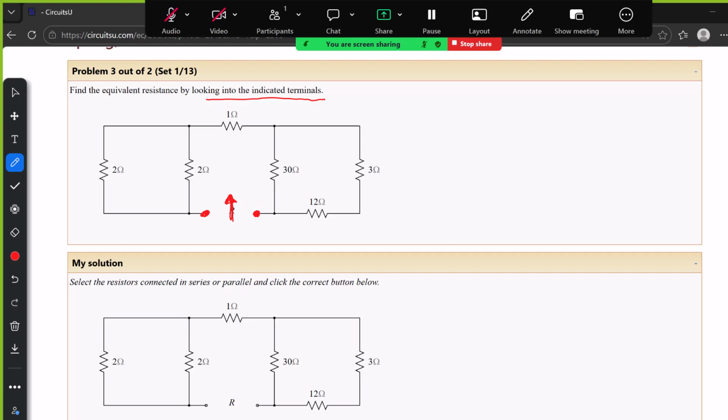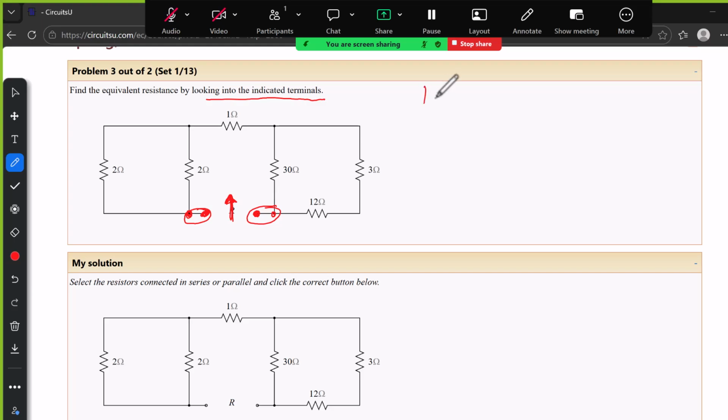Another thing to mention is that we can see here that the terminal of this 2 ohm resistor is directly connected to the terminal that we want to take the resistance from. Same thing with the 30 ohms. So we need to be very mindful which resistors are connected to the terminals themselves, because we know that those are the last ones that we will simplify, because we want to go from the farthest resistors from the terminals and work our way back into the terminals.